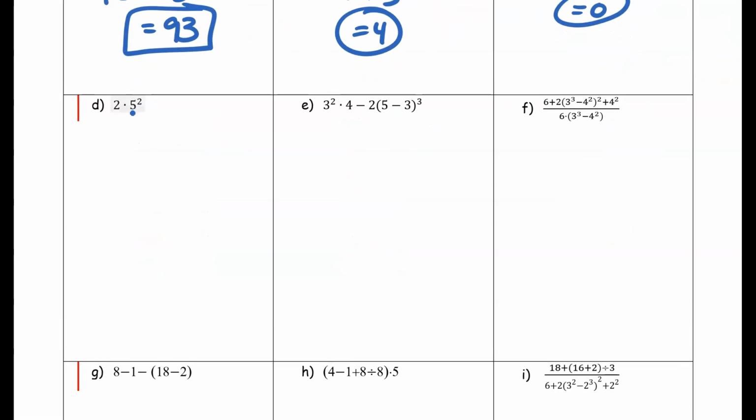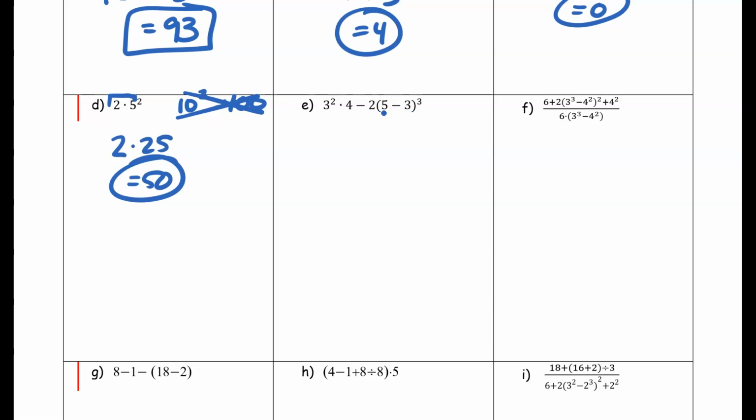Okay, exponents come first here, so 2 times 25 is 50. Now notice, and this doesn't always happen, but in this one, had I multiplied these first and got 10 squared, that would have given me a completely different answer. So it's really important that we use the order of operations there, and for most of these.